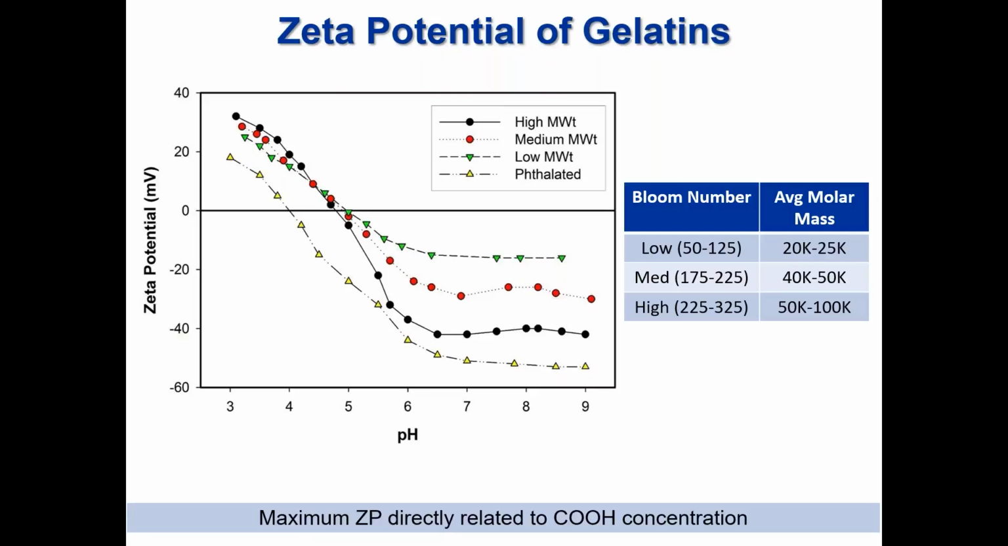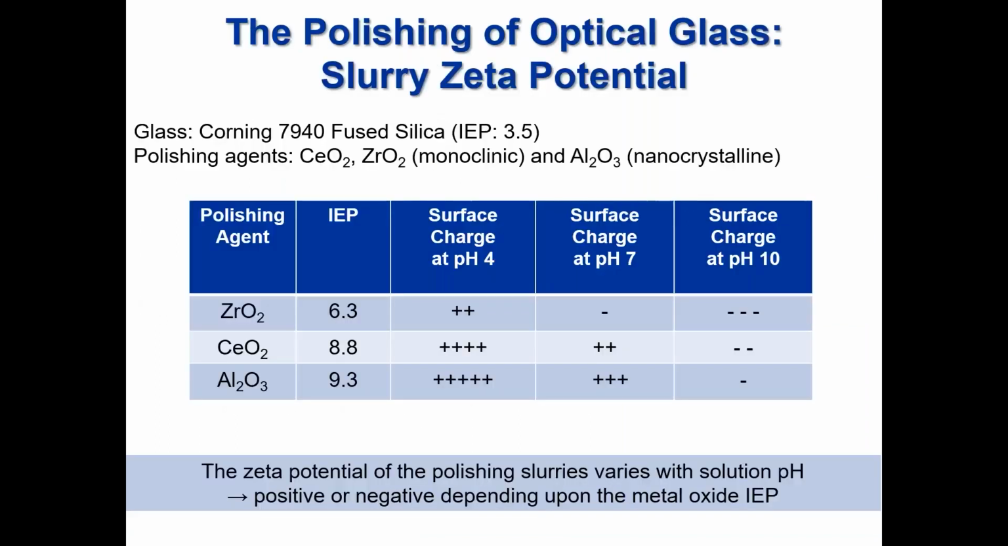So all the previous data I've shown was looking at materials. How can we put zeta potential to use in an application? Here, I'm going to look at a CMP, chemical mechanical polishing or planarization application, specifically to examine the effect of slurry fluid chemistry on the performance of a planar continuous glass polishing process.